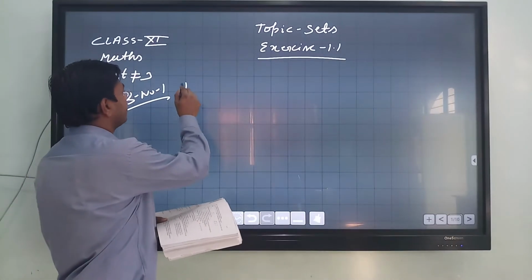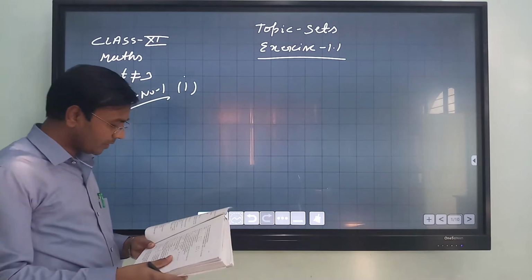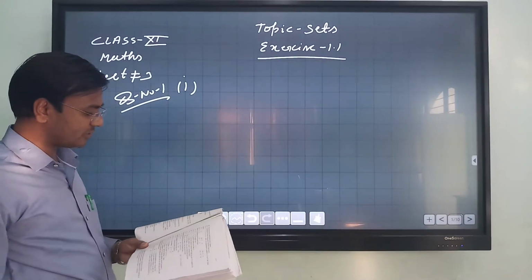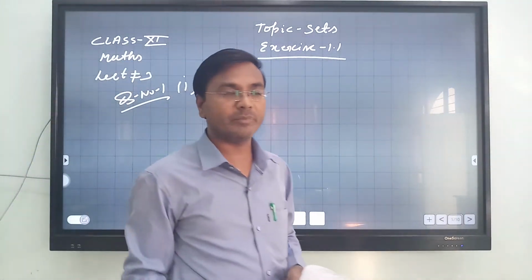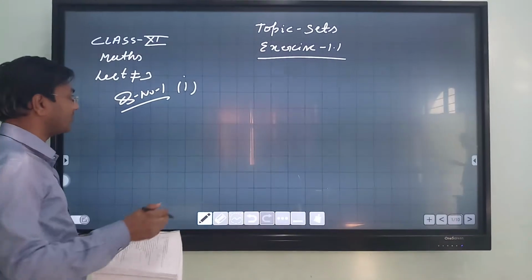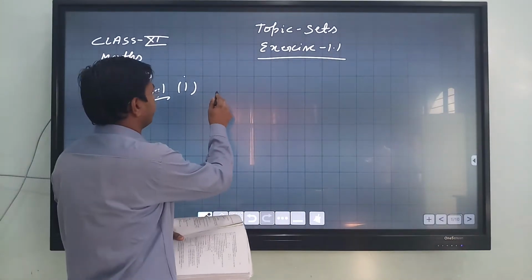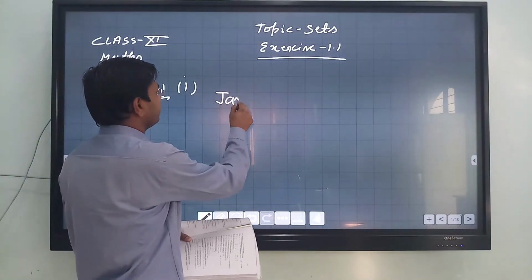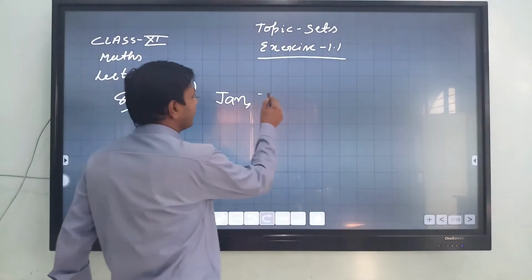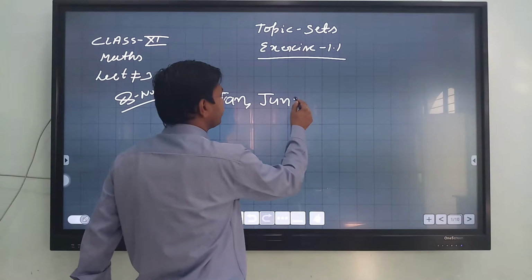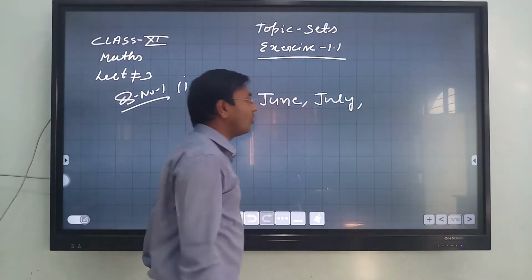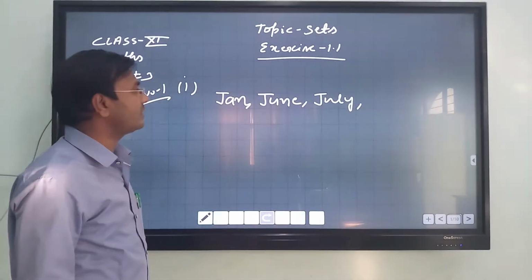And the first part: the collection of all the months of a year beginning with the letter J. Collection of all the months beginning with the letter J. So we know the letter J. So how many months are starting with J? January, then February, March, April, May. Next one is June. Next is July, August, September, October, November, and December.